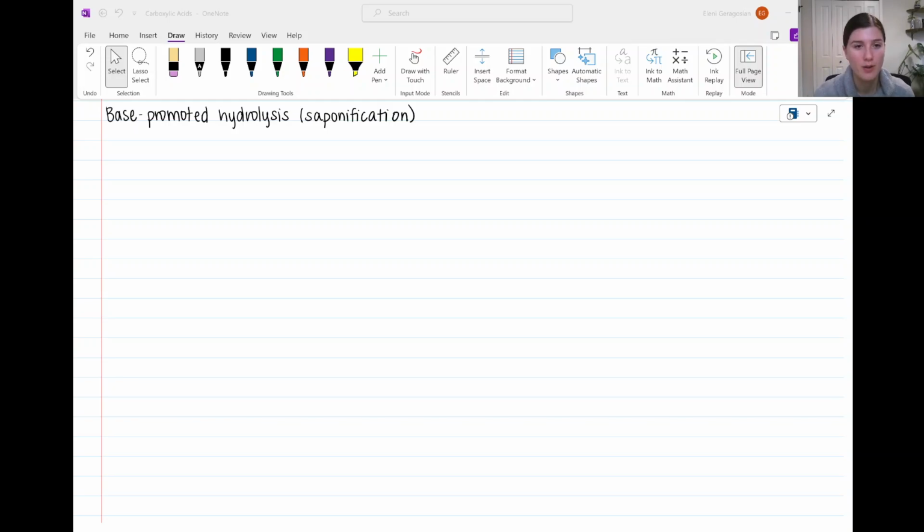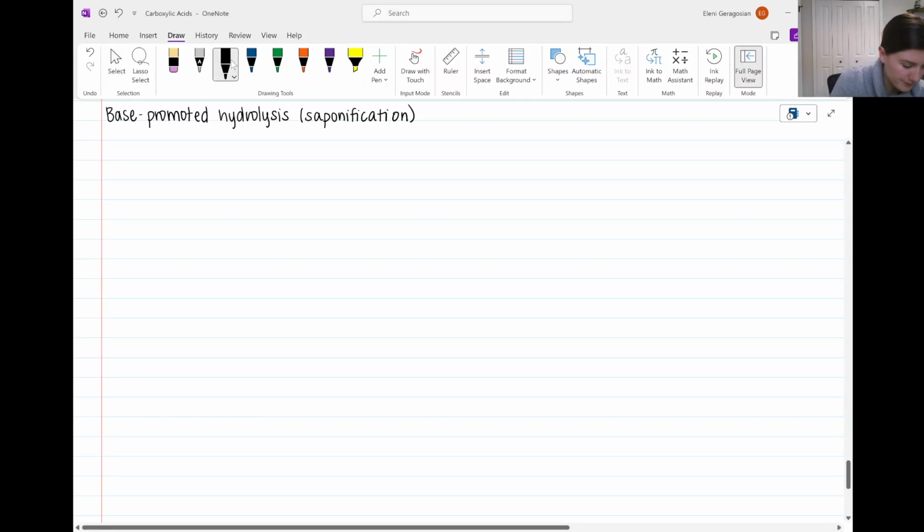Here we'll talk about the base-promoted hydrolysis, in this case of esters, or the saponification reaction process. This process forms molecules that we use in soaps, so we'll talk about the properties of those molecules as well.